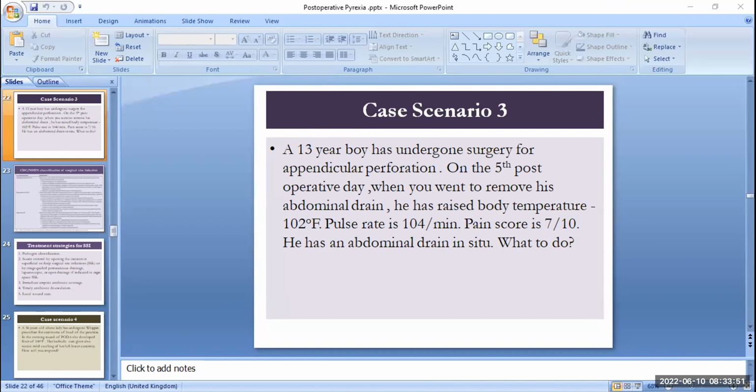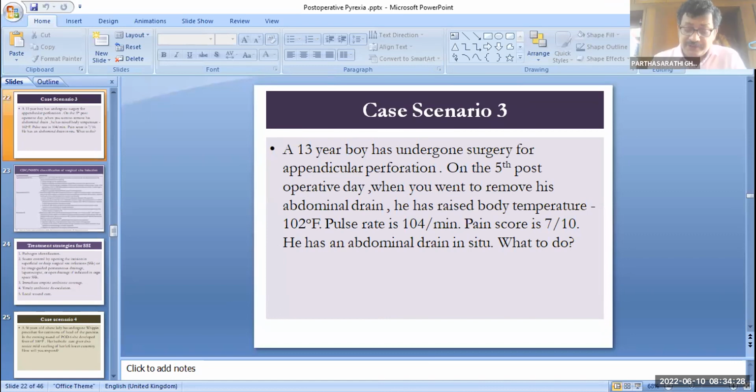Sir, because it is a case of appendicular perforation, and it is post-op day 5, sir, there might be a chance of wound infection, or an intra-abdominal abscess, sir, might also be the cause. What is your diagnosis? Why were you thinking that? What is your diagnosis first, please? Sir, wound infection should be the first.